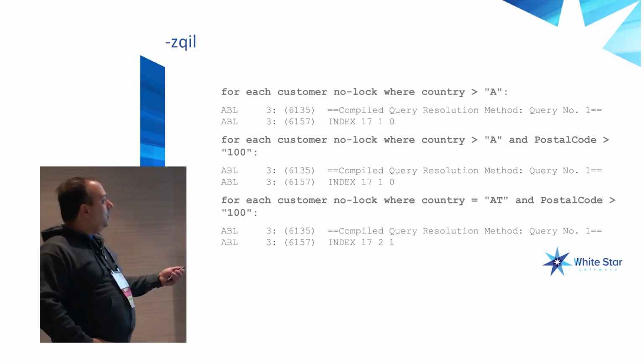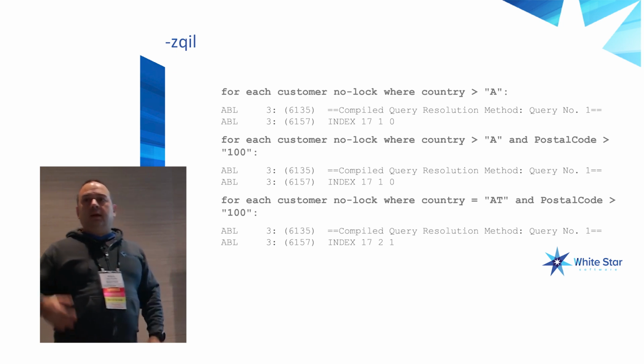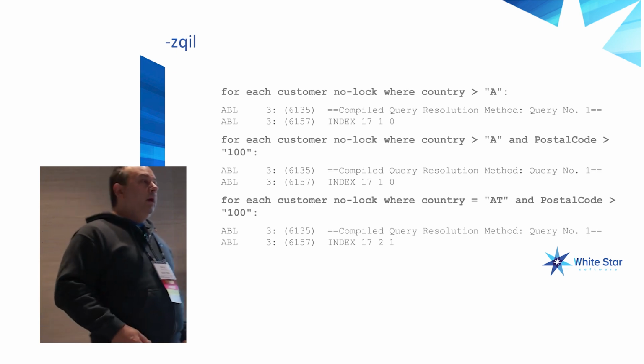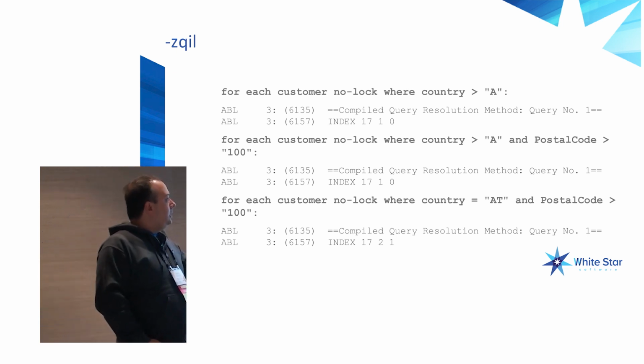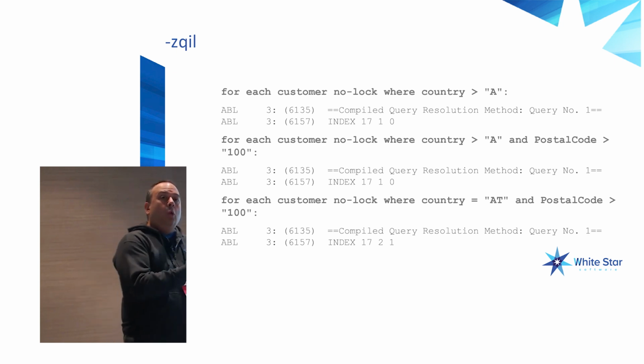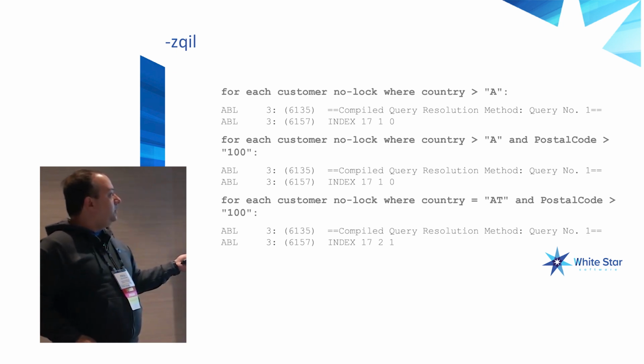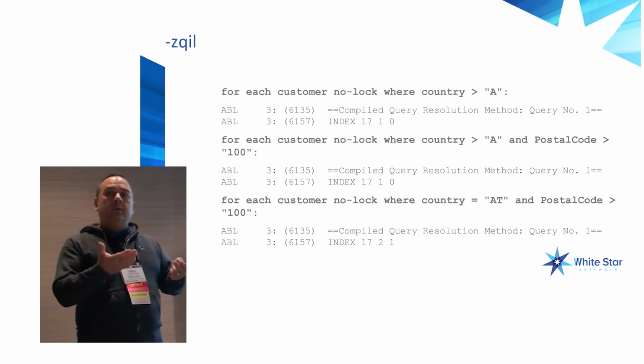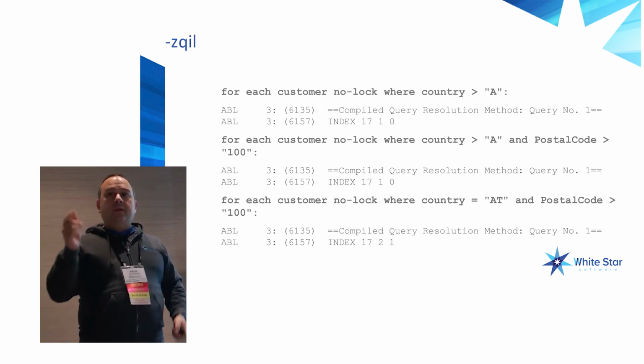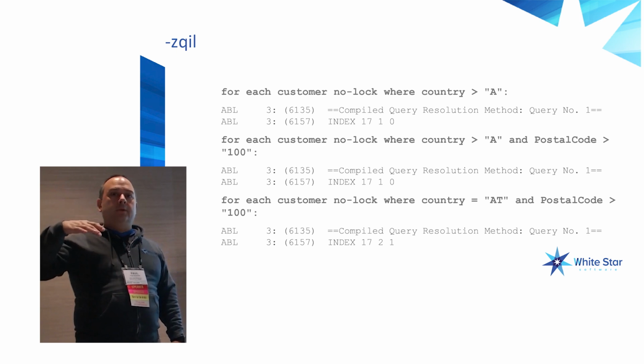Now, if I go and I say where country is greater than A, there happens to be an index on country. And so what I'm saying here is I'm using one field and I'm setting a lower bound for that field, right? I want to know everything that's greater than A on that field. And so what is this telling me? I'm using index 17 on country, and I set one lower bound greater than A, and I set 0 upper bounds.